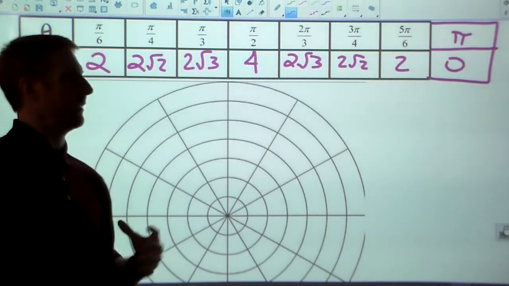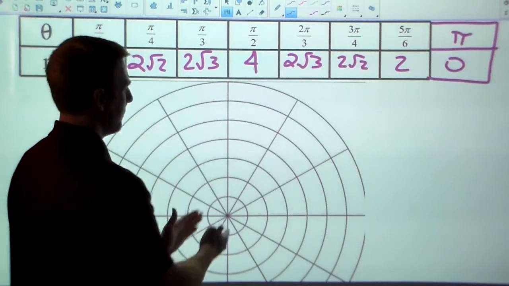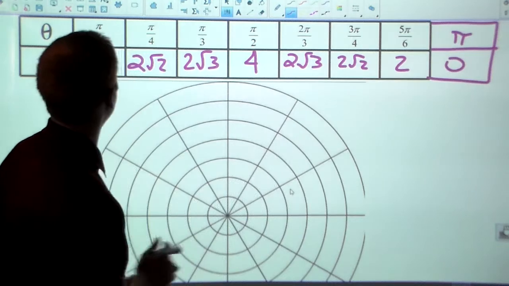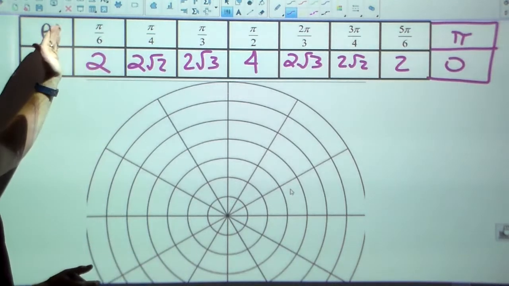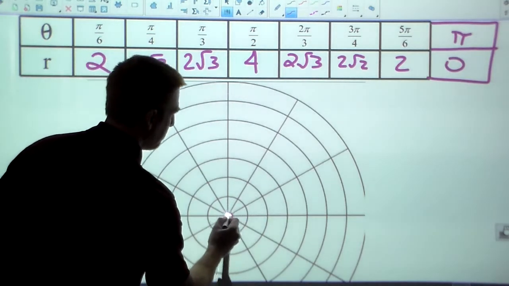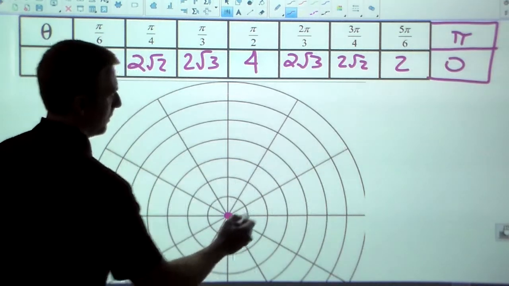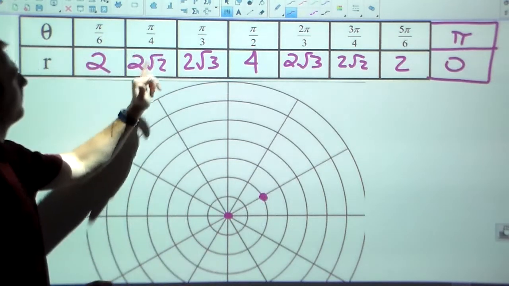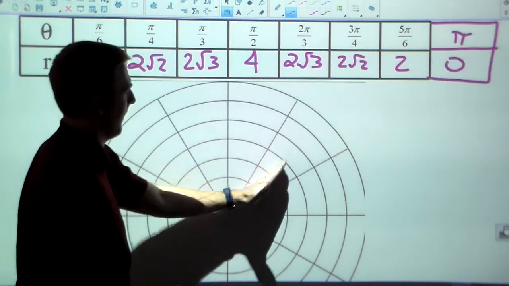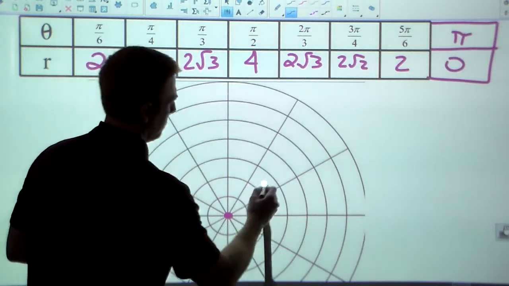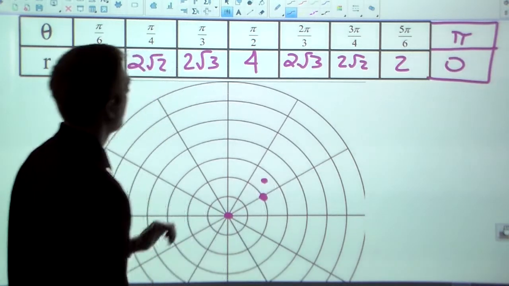So let's see what happens when we put these on our polar graph. This graph, for whatever reason, is missing the 45-degree line, so I'll have to add that in when I get there. So sine of 0 would be 0. Let's put a little dot in the middle. We have pi over 6, which is this line. We're at 2. We get to pi over 4. That's what I'm going to have to add in, split the difference here. That was about 2.8, so right in there.